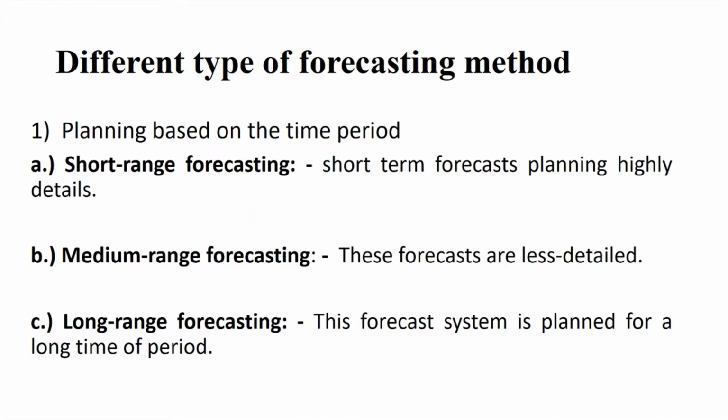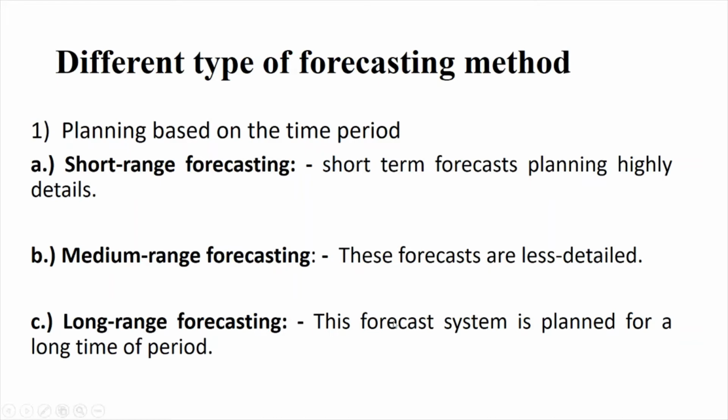Medium range forecasting. These forecasts have less detail, and many companies use this type of forecasting because day by day, month by month, trends may change. So in medium range forecasting, like when a company wants to launch a new product in the market, it will survey consumer trends and then launch the new product.